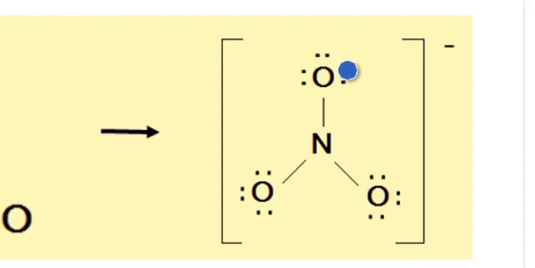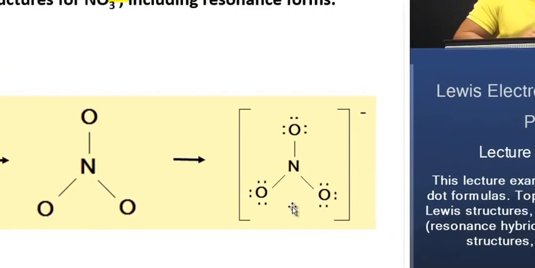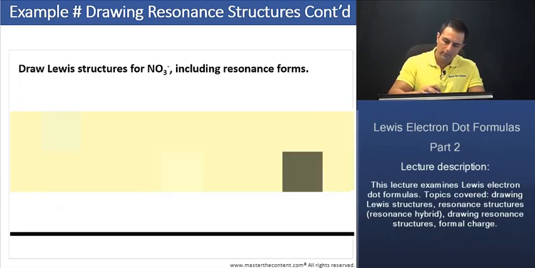And there's actually 3 possibilities, right, 1, 2, and 3. Since all 3 oxygens are equivalent terminal oxygen atoms, we'll need to draw all 3 of these resonance structures where each one of these lone pairs forms a double bond with the nitrogen. Let's do that on the next slide.